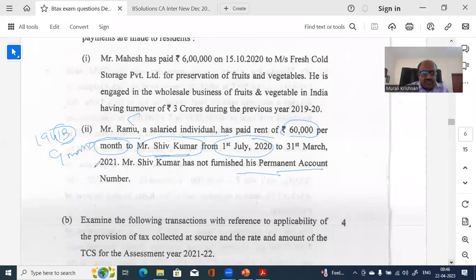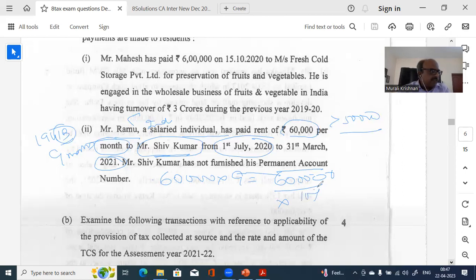Now, what happens here? Because it is an individual who is not doing business, but because he is having to pay rent more than 50,000 per month, therefore 194-IB will get applied. I just check the section. Yes, it is 50,000, IB will get applied. But the advantage is you need to deduct only at the end of the period, that is in March. You don't have to deduct at the beginning of each month. So 60,000 into 9 months is how much? 6 lakhs. That is the total amount. What is the rate? 10%.